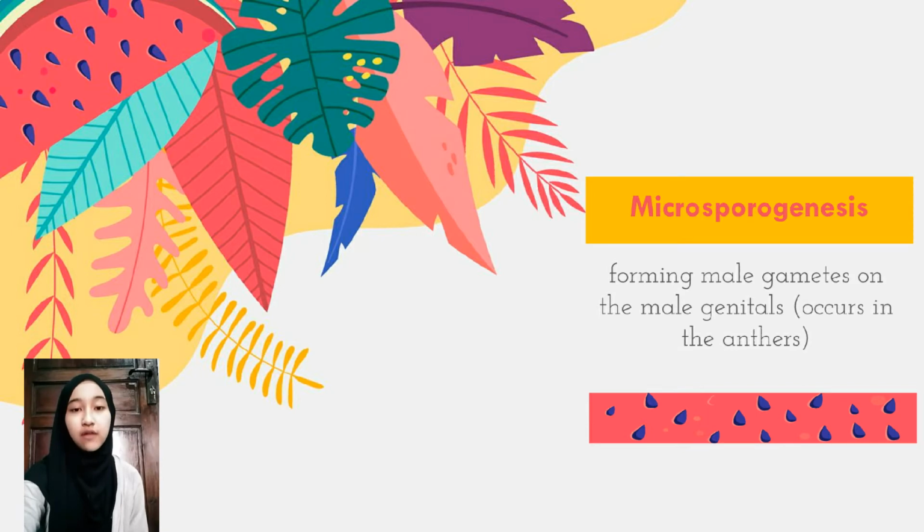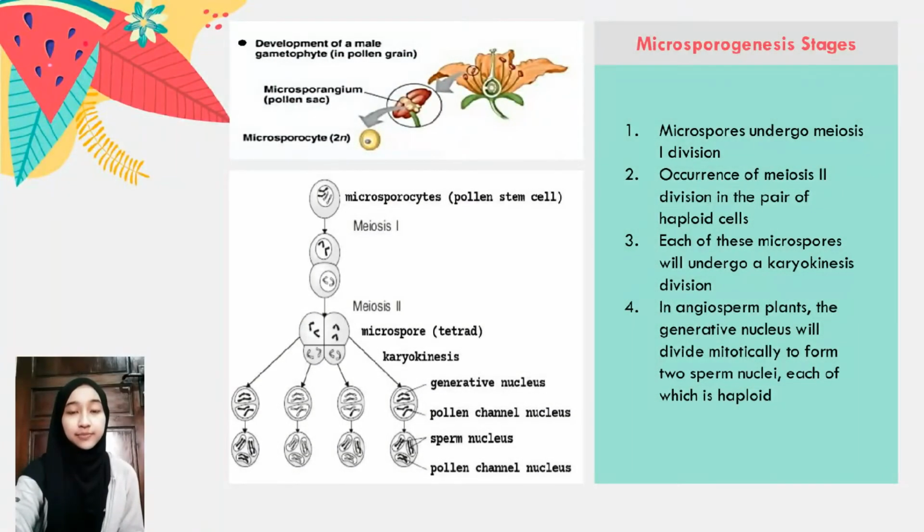Microsporogenesis is the process of forming male gametes in the male genitals, or rather, it occurs in the anthers. From that, of course, pollen or microspores will be produced. As previously mentioned, microsporogenesis occurs in the anthers. From the first picture, we know there is a pollen sac, or microsporangium, that contains pollen stem cells, that is, microsporocytes. And then I will explain the microsporogenesis process from the second picture.